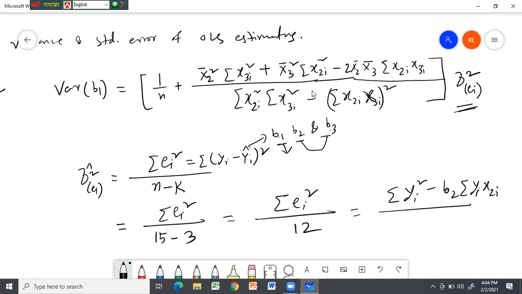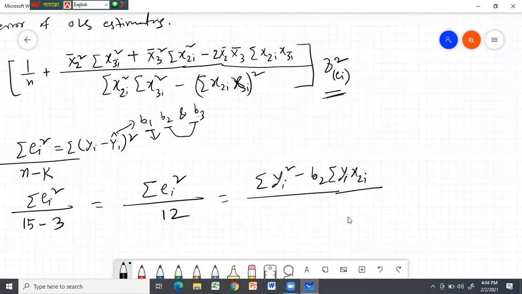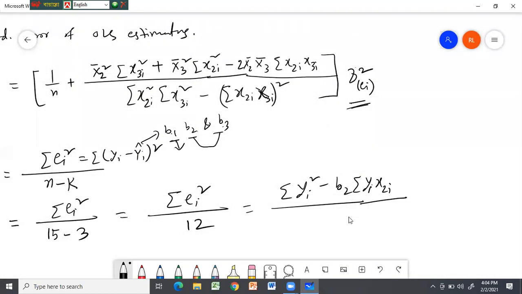yi into x2i, minus b3 into sum of yi into x3i, divided by 12. So here they are using the small y.